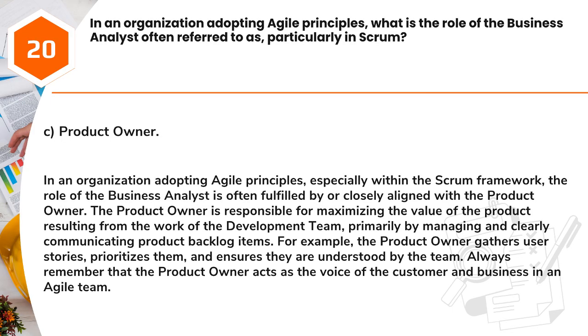Answer: C. Product Owner. In an organization adopting Agile principles, especially within the Scrum framework, the role of the business analyst is often fulfilled by or closely aligned with the product owner. The product owner is responsible for maximizing the value of the product resulting from the work of the development team, primarily by managing and clearly communicating product backlog items. For example, the product owner gathers user stories, prioritizes them, and ensures they are understood by the team. Always remember that the product owner acts as the voice of the customer and business in an Agile team.